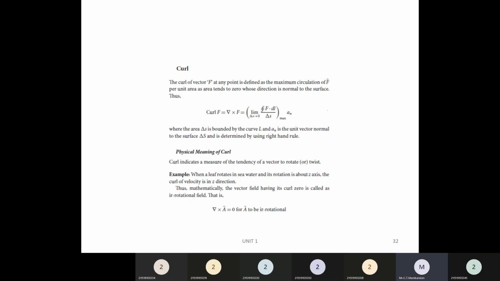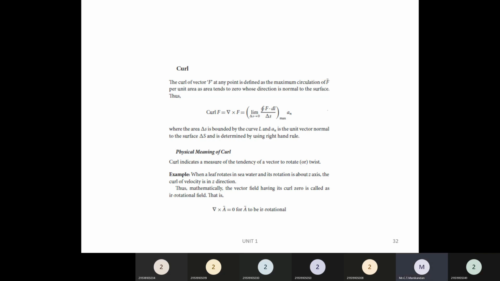The next part is curl. I told you that there are three important things in electromagnetic fields: gradient, divergence, and curl. We have seen the first two, gradient and divergence. The next one is curl. Normally the curl gives the maximum circulation of that vector over the area, as the area tends to 0.